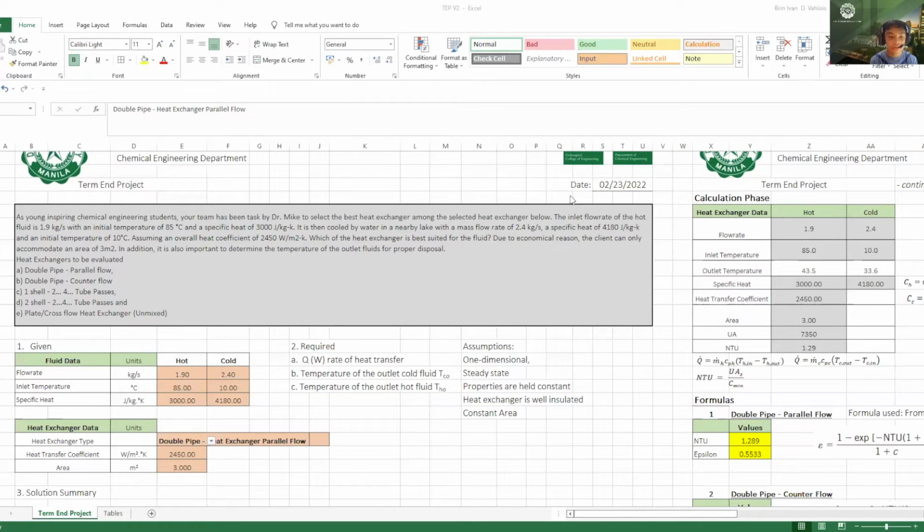So here are the 5 heat exchangers that need to be evaluated. Number 1 is the double pipe parallel flow. Number 2 is the double pipe counter flow. Number 3 is one shell, 4 tube passes. Number 4 is 2 shell, 4 tube passes. And letter E is the plate cross flow heat exchanger.